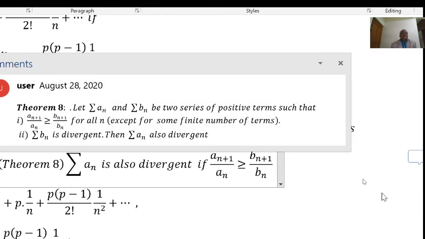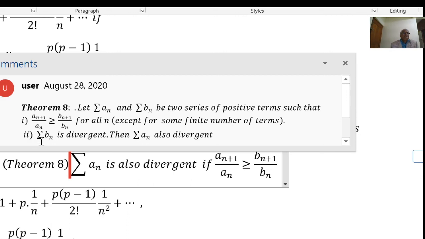So, comparison test 8. Theorem 8 is: let sigma an and sigma bn be two series of positive terms such that a(n+1) divided by an is greater than or equal to b(n+1) divided by bn for all n except for some finite number of terms, and second condition, sigma bn is divergent. Then sigma an is also divergent. This is theorem number 8. This is a comparison test.